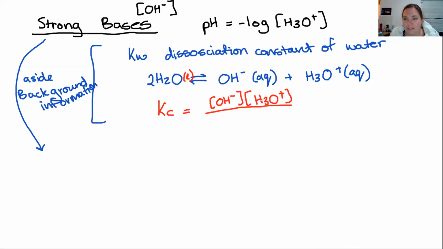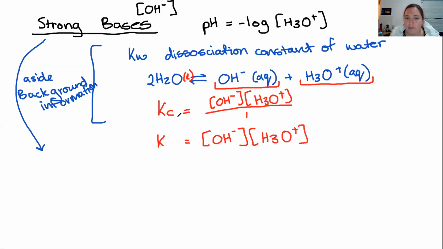Those of you in grade 11, please don't panic. This is just how it works, so you don't have to understand the equilibrium just yet. Those of you in grade 12, you do. So it's the concentration of that times that divided by the concentration of water, but water is a liquid, so remember, we put in 1. That means the equilibrium constant here is just equal to the concentration of OH minus times the concentration of H3O plus. And because it's for water, we use the symbol W, Kw, the dissociation constant of water.